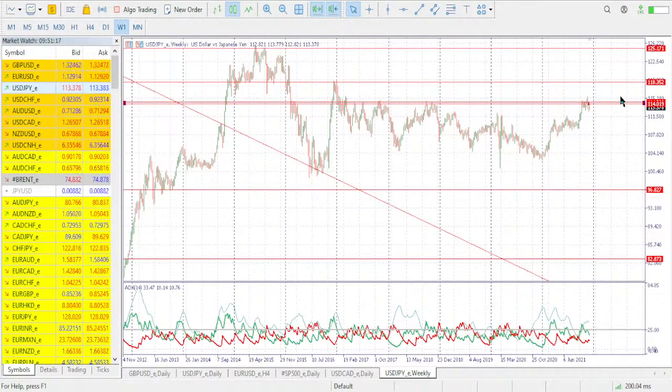So if the price goes above this level here, then we are going to pick a buy position. We're going to pick a buy order, at least up to this level here. Then the next target is this one here.